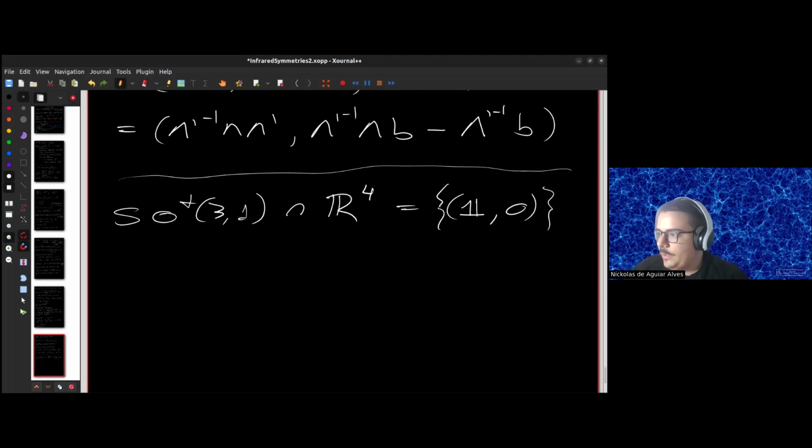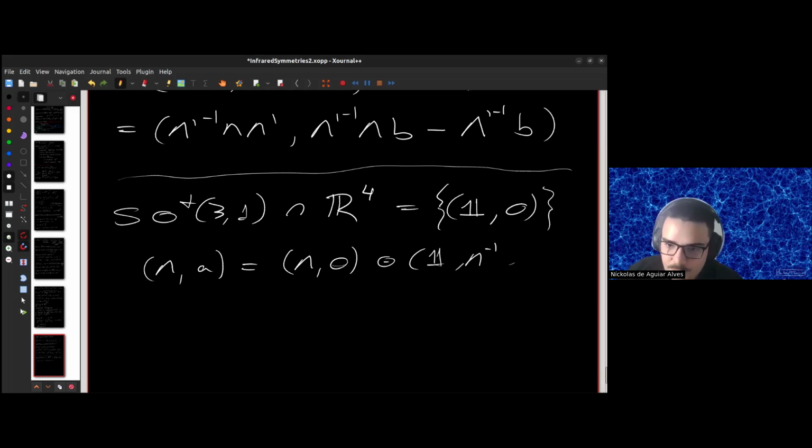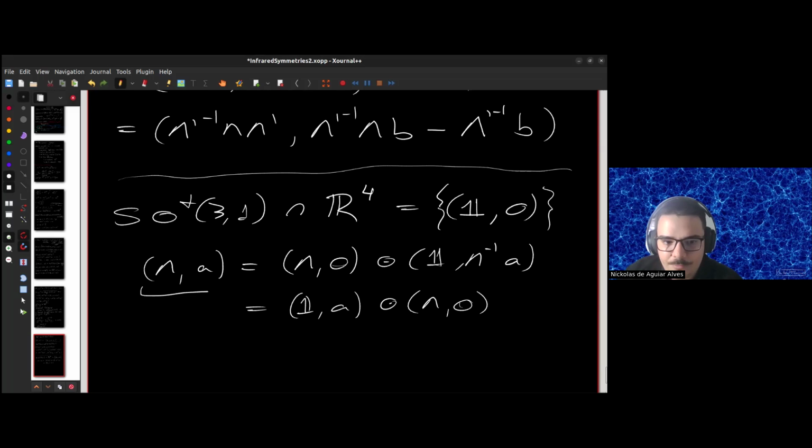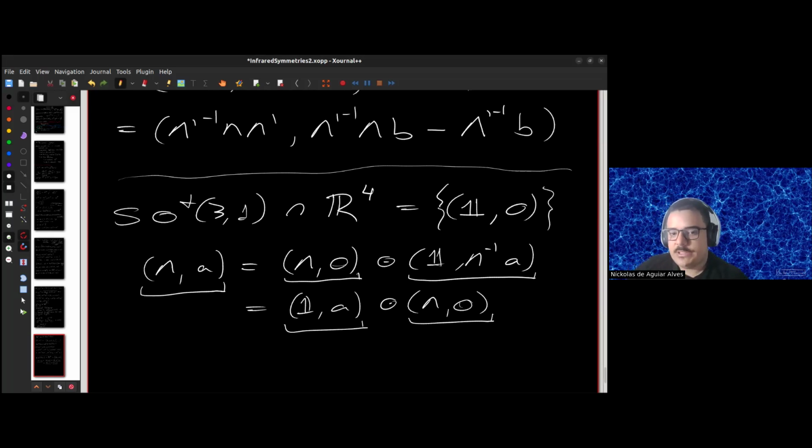And furthermore, I want to point out that I can write lambda a in the form lambda 0 times 1 lambda minus 1 a. Or analogously, I can also write this in the form 1a times lambda 0. So an arbitrary Poincare transformation can be written as a translation and then a Lorentz transformation, or as a Lorentz transformation and then a translation. The reason we can do it in both orders is precisely because the translations are a normal subgroup.